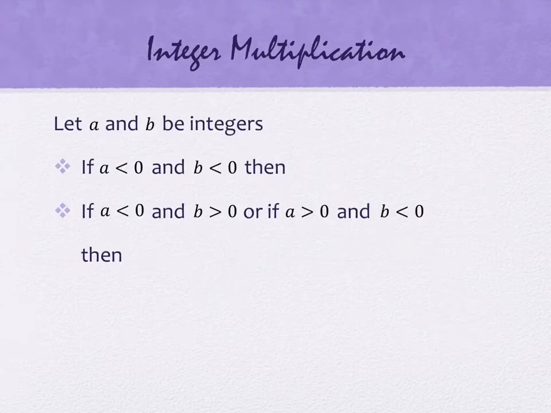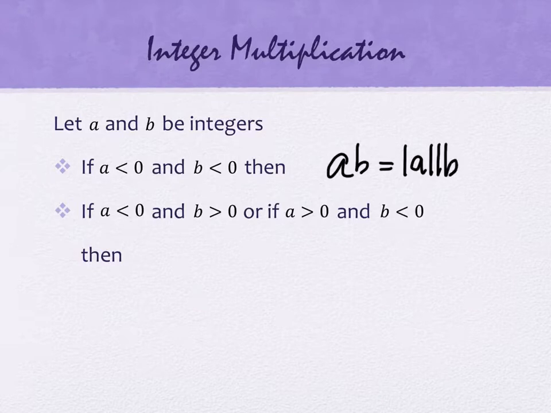All right, a few facts about integer multiplication. A and B are integers, and if A is negative and B is negative, then AB, multiply them together, is the same thing as the absolute value of A times the absolute value of B. In other words, if you have two negatives, then the answer is going to end up being a positive number. This is another way of writing that.